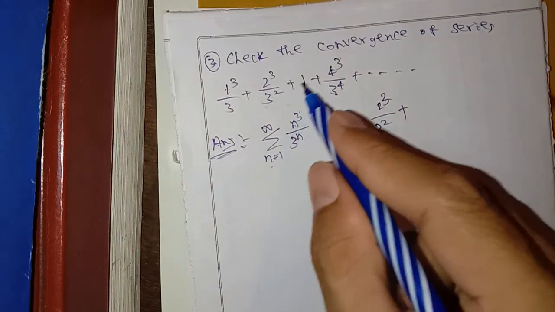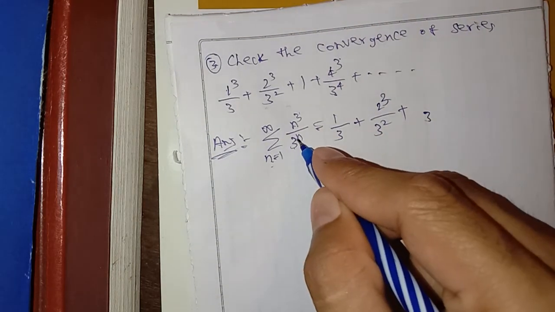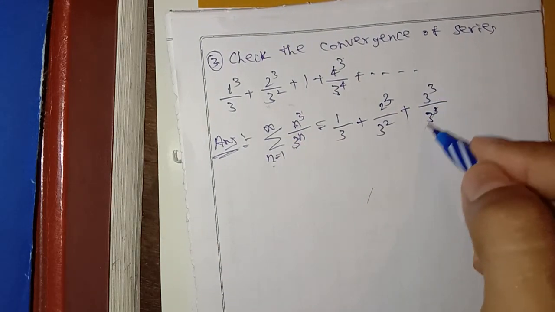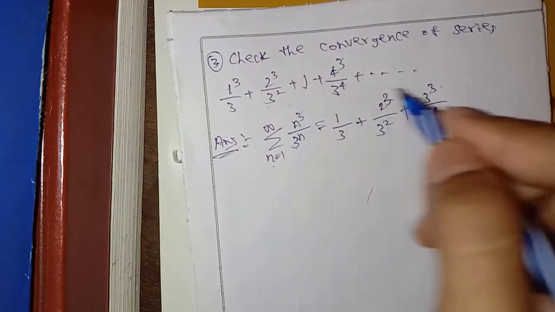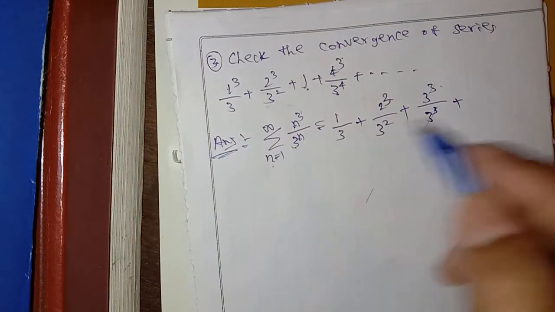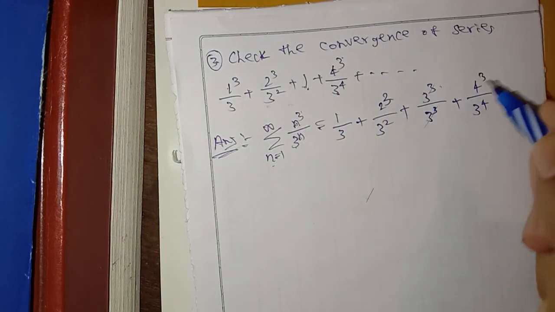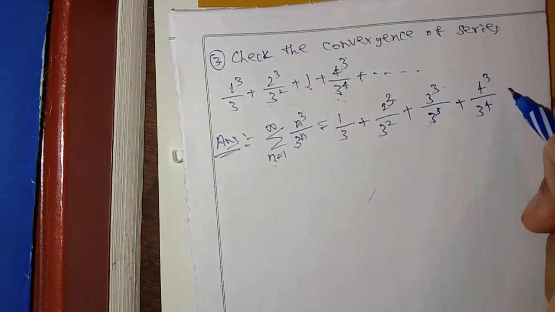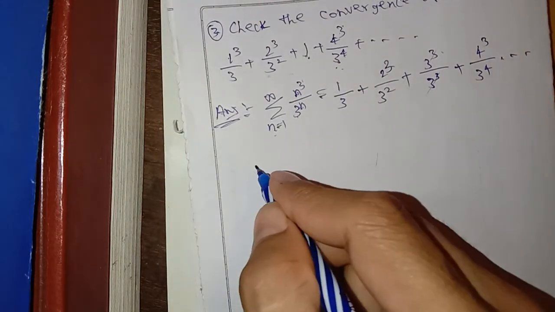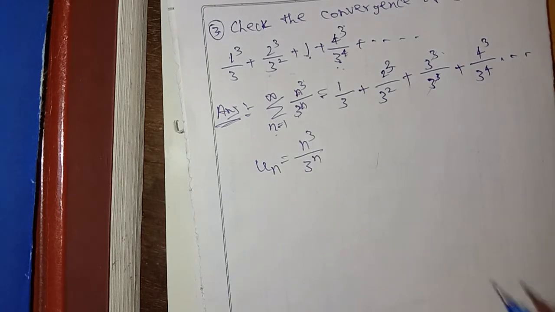Similarly, at n equal to 3, what does it become? 3 cube divided by 3 raised to 3. This cancels out and we get 1. Plus, similarly, if we apply n equal to 4, then we get 4 cube by 3 raised to 4, and so on. We get this series here. So we can take un equal to n cube divided by 3 raised to n.